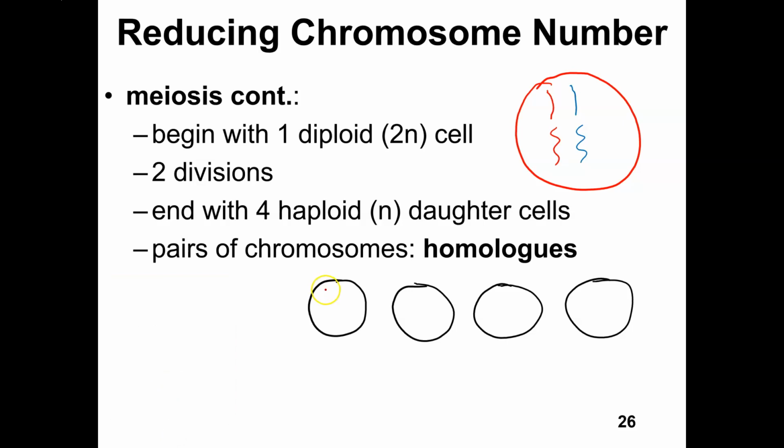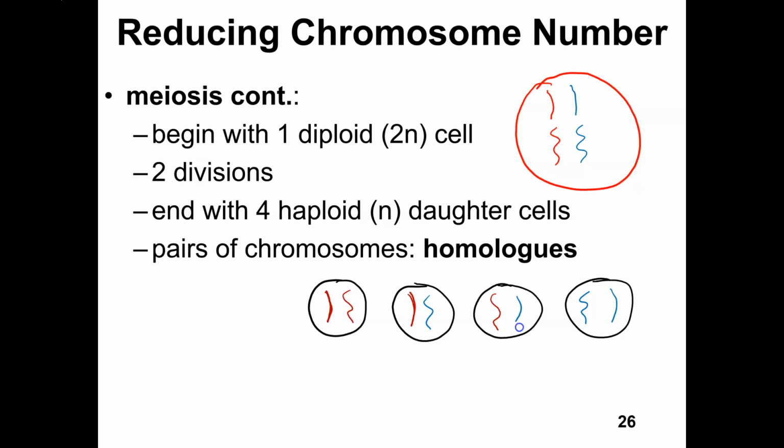And each of those cells is going to have half the DNA. So there's that one, and I'll do that one again, and I'll do this one here, this one there, and then we'll do this one, that one, this one, and that one. So you end up having 4 non-identical haploid sex cells or daughter cells.